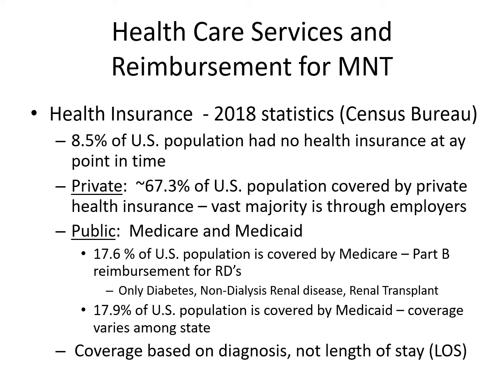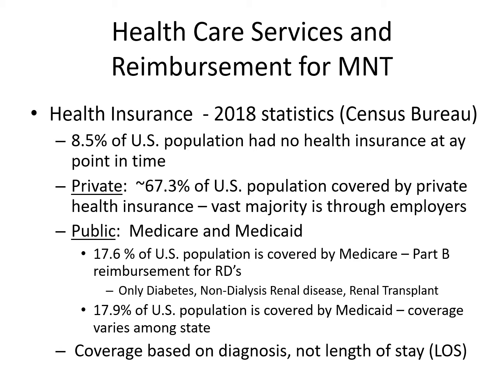So looking at healthcare services and reimbursement for MNT, starting with insurance, the 2018 statistics from the Census Bureau show that 8.5% of the population had no health insurance at any given point in time. Looking at where we do get insurance from, 67.3% of the U.S. population is covered by private health insurance, which is through employers. Then looking at public insurance options, we have Medicare and Medicaid. 17.6% of the U.S. population is covered by Medicare Part B.